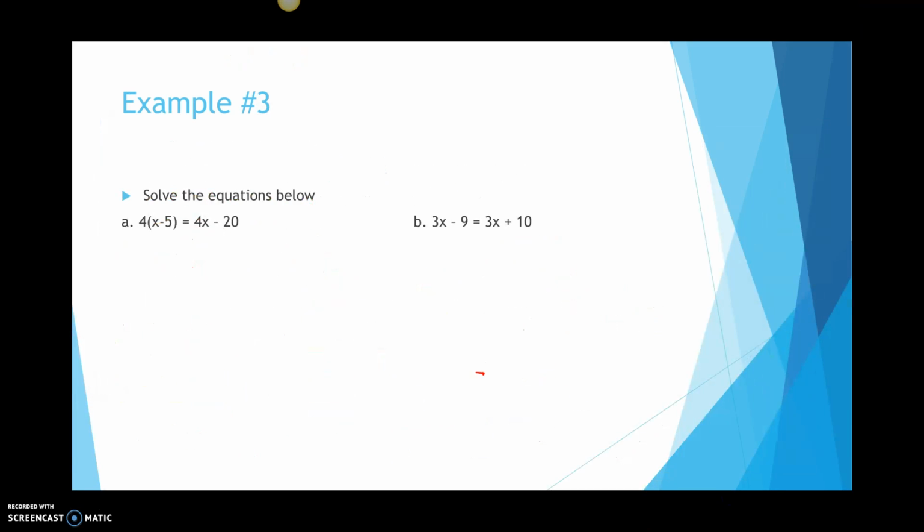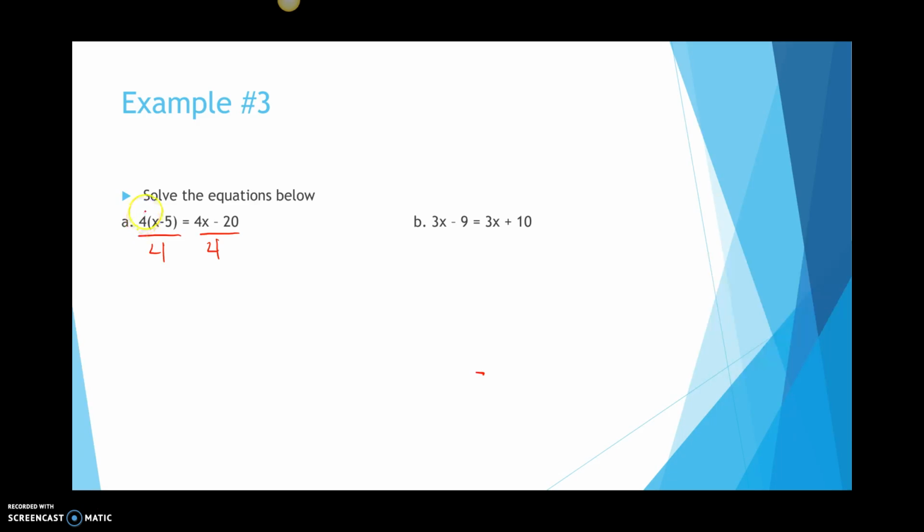Now this is where you'll see a non-solution and an identity solution here. Now for example number 3, it says solve the equations below. Here for A you have 4 parentheses x minus 5 and 4x minus 20. What I'm going to do here is divide 4 to both sides. You'll see why.